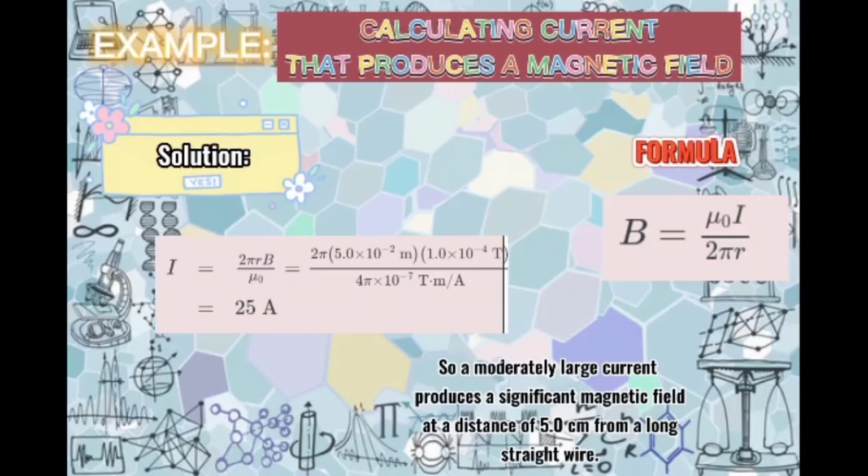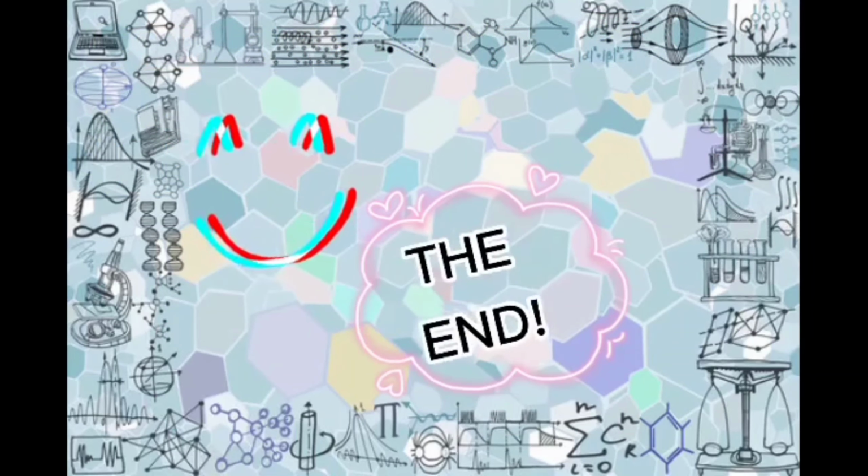The equation can be used to find I since all other quantities are known. Solving for I and entering known values gives 25 amperes. Note that the answer is stated to only 2 digits since the Earth's field is specified to only 2 digits in this example.